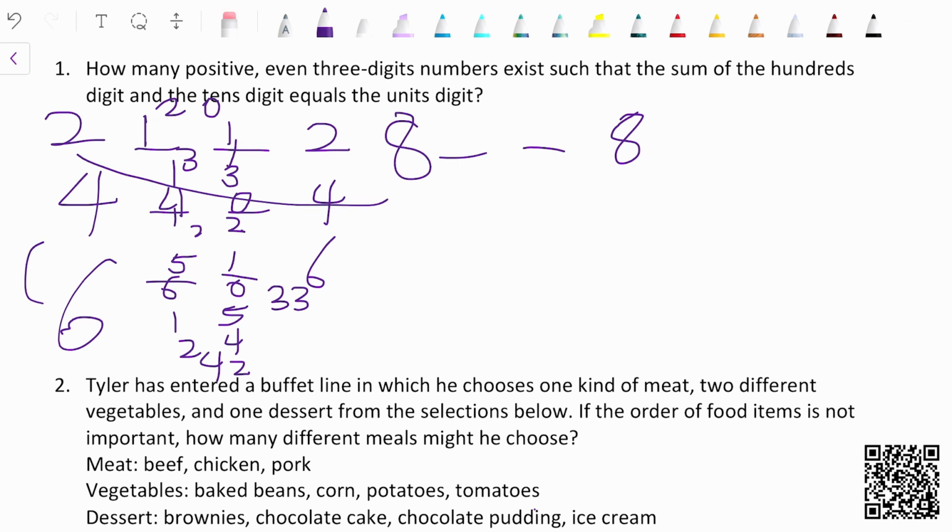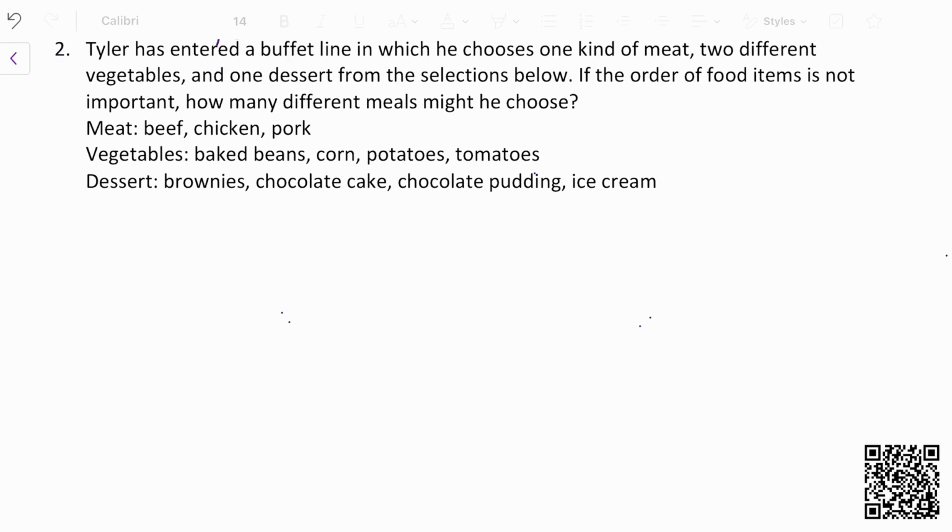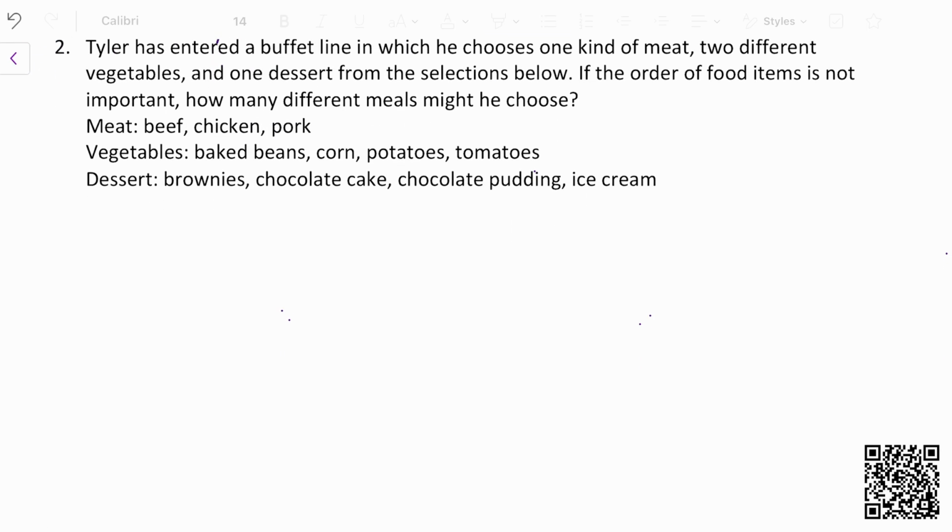2, 4, 6, 8, so we get 20 3-digit even numbers that the sum of the hundreds digit and the tens digit equals the units digit. Hurrah! Moving on to problem number 2.